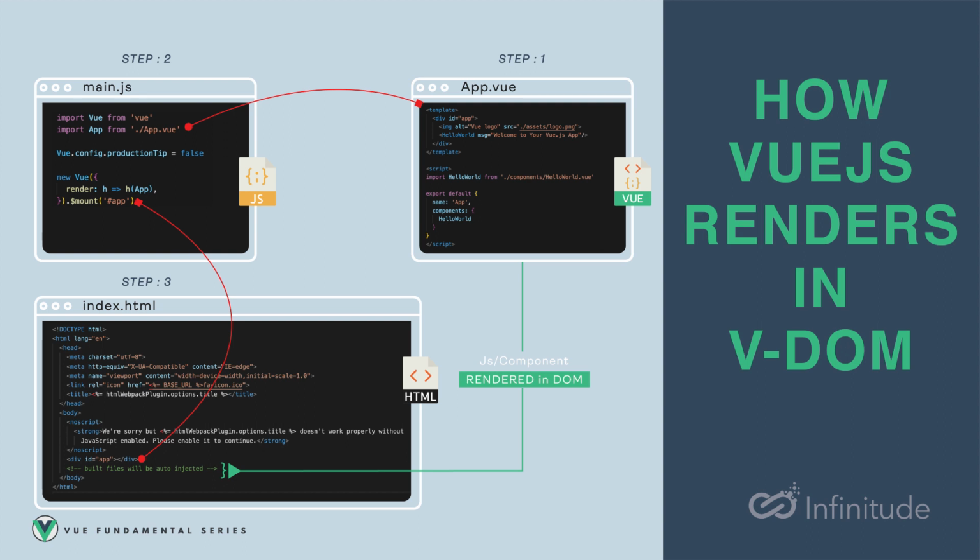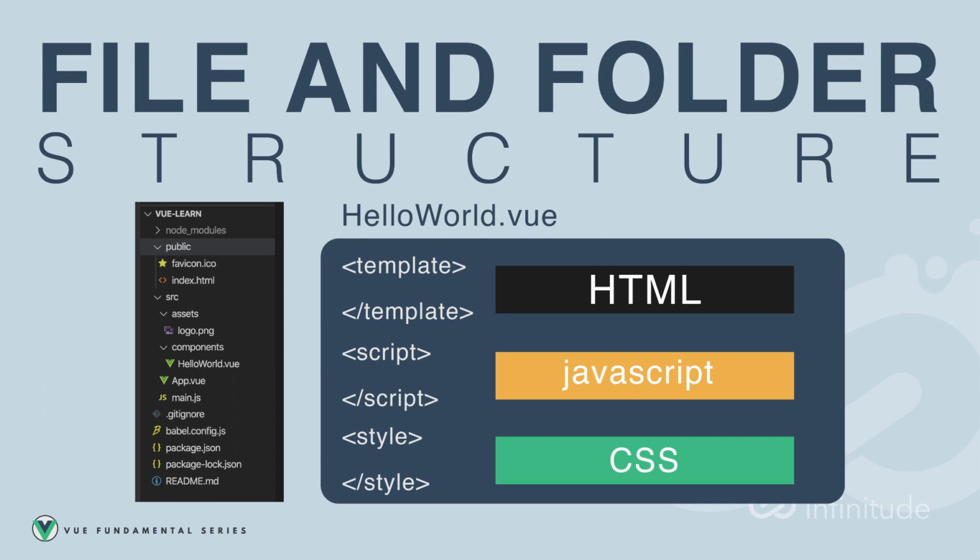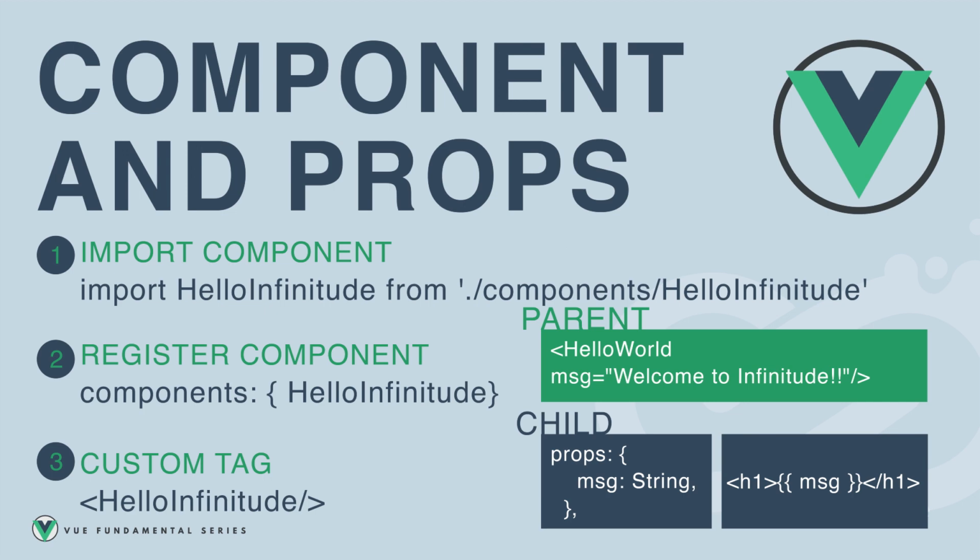Components, styles, and JavaScript files are compiled and injected inside the index.html. We learned the file and folder structure inside the Vue project. We learned how to create a new component, import that component, and register it in main.js or in another component, further passing properties from parent to child components as props.